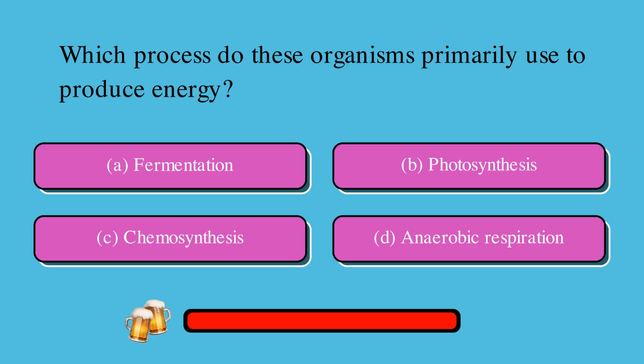Which process do these organisms primarily use to produce energy? Is it A, fermentation, B, photosynthesis, C, chemosynthesis, or D, anaerobic respiration? The correct answer is B, photosynthesis.